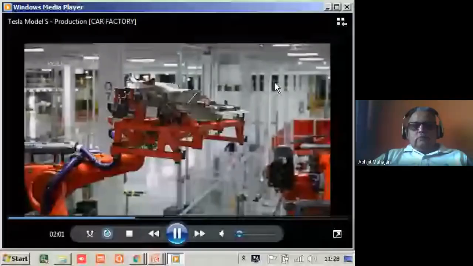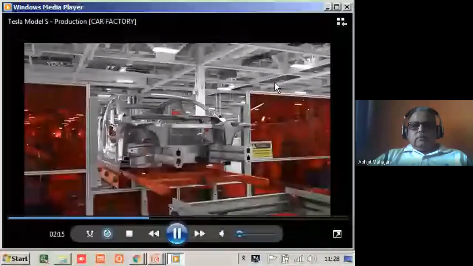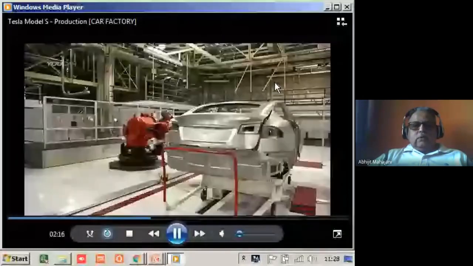Stage 7. Welded. Here comes our fully assembled body. It goes for painting.